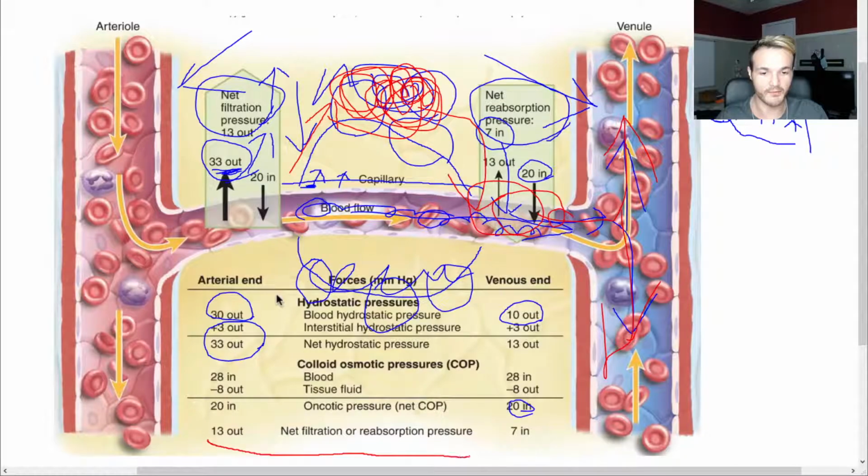So that is everything that needs to be discussed. This is how the capillaries are used with pressure gradients to supply the body and tissues with nutrients that are needed.